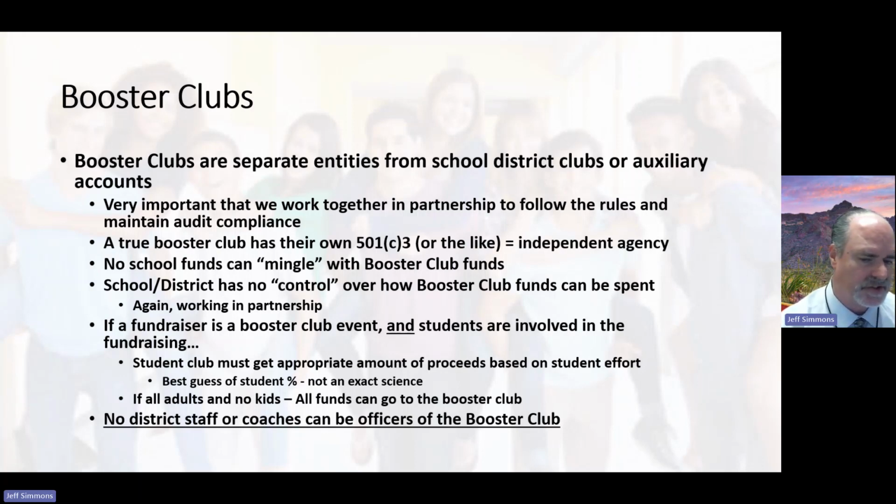So a couple items here too. No district staff or coaches can be officers of a booster club. Those are separate entities, and because you're an employee of the Buckeye Union High School District, you cannot be an officer on the booster club. You can work with the booster club and help guide the purchases that they make with your requests, but you cannot be on their board or a signer of their checks or anything along those lines. So please keep that in mind as we work through those.